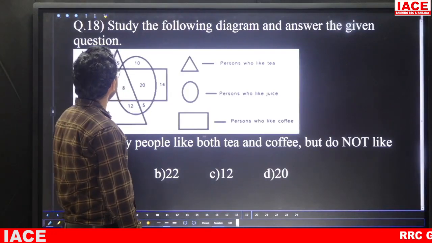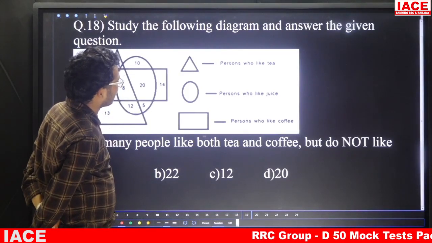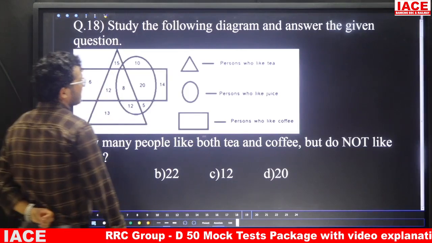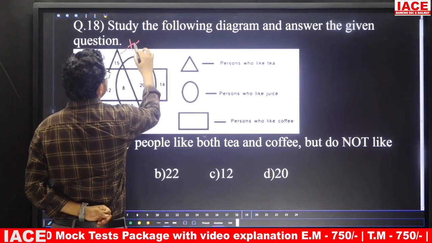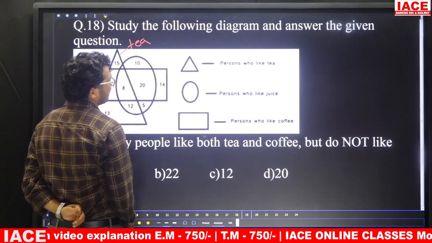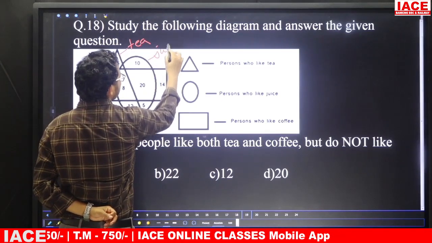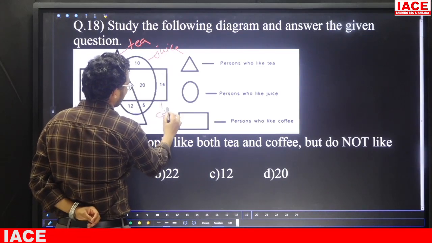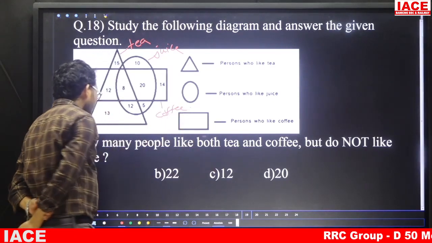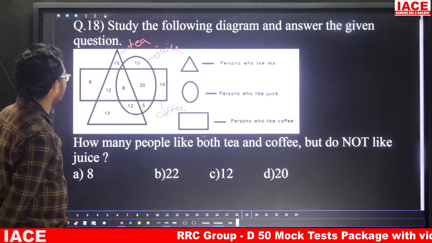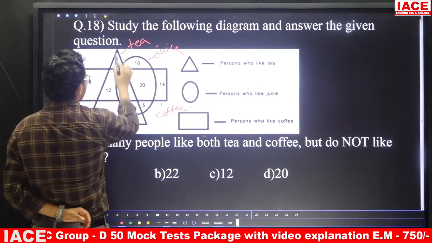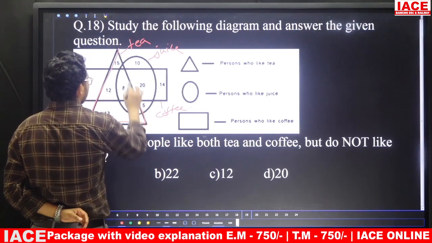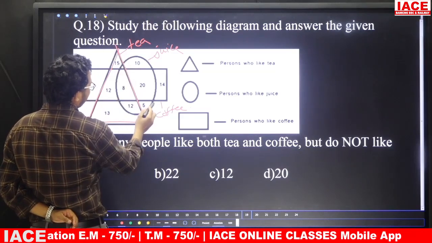Question number 18. Study the following diagram and answer the given questions. Here, the triangle represents people who like tea. The circle represents people who like juice. The rectangle represents people who like coffee. Now take the given question: how many people like both tea and coffee? Friends, this one is tea. Next, coffee.